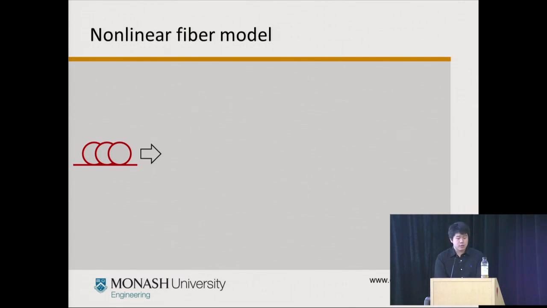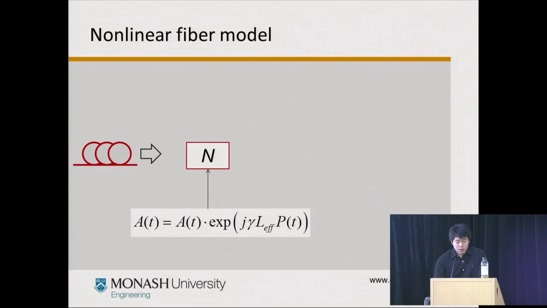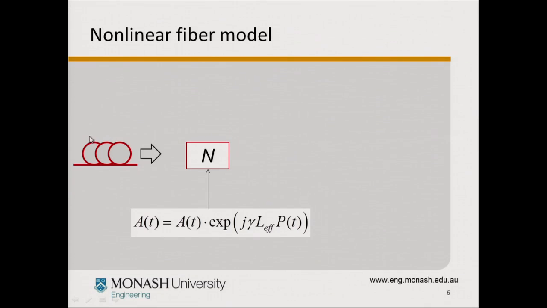Looking at the fiber model, any span of transmission fiber, so this might be, let's say, an 80 kilometer piece of fiber, can be modeled by initially a nonlinear step, which applies a phase retardation to the signal that's proportional to the power of the signal. A(t) is the optical signal here, and P is just |A(t)|². So here we have a phase shift which is proportional to the intensity of the signal.